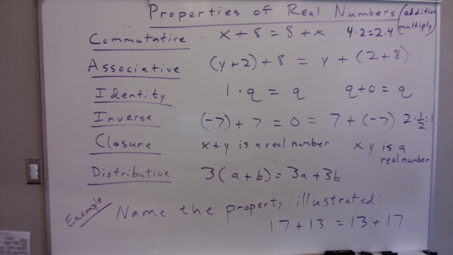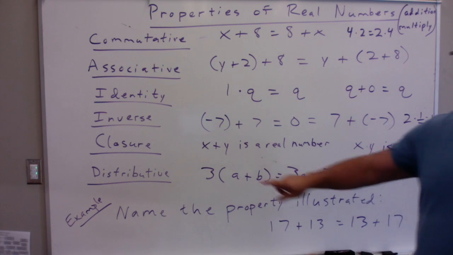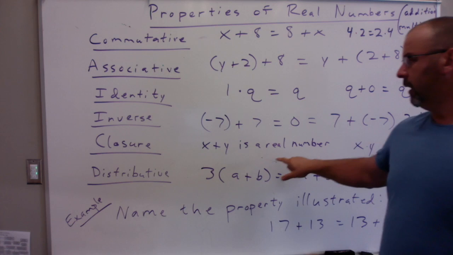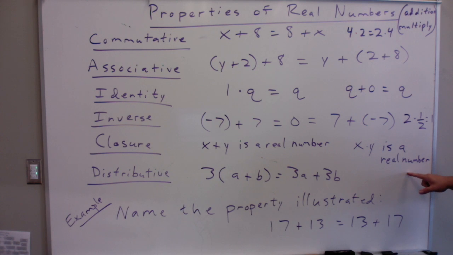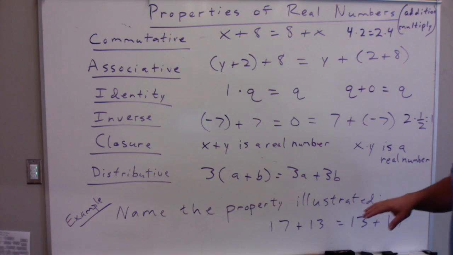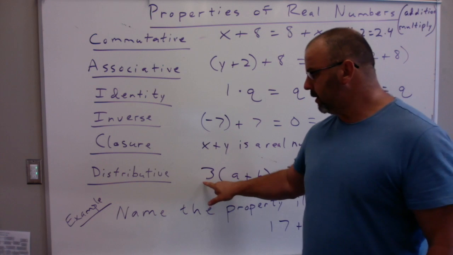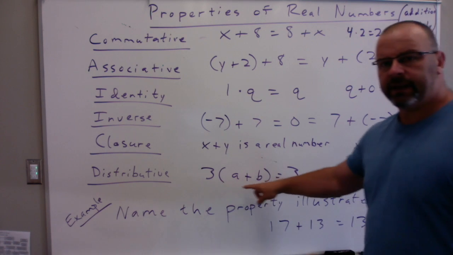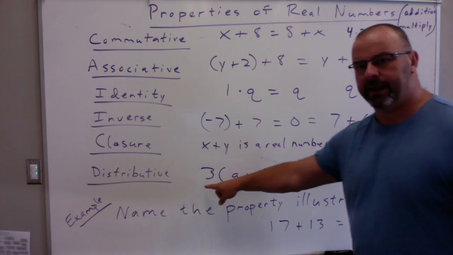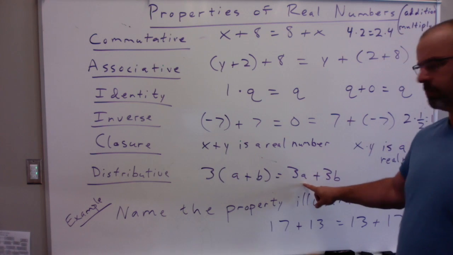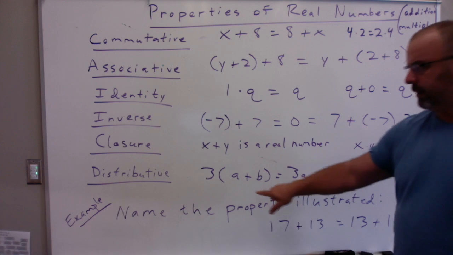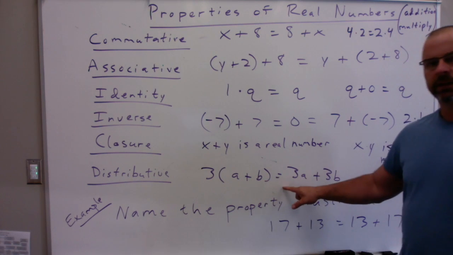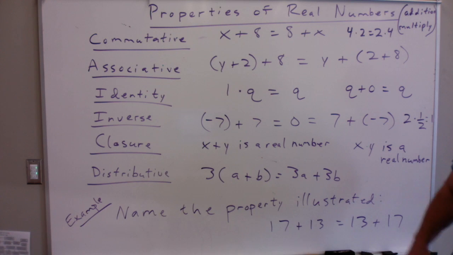The closure property says that if I have two real numbers and I add them together, I get a real number. Or if I have two real numbers and I multiply them together, I get a real number. The distributive property: if there's a number outside the parentheses, everything inside of it gets multiplied by that 3. So 3 times a is 3a, 3 times b is 3b. So 3 times (a + b) is equal to 3a plus 3b.